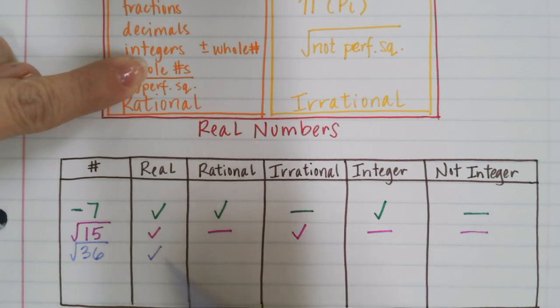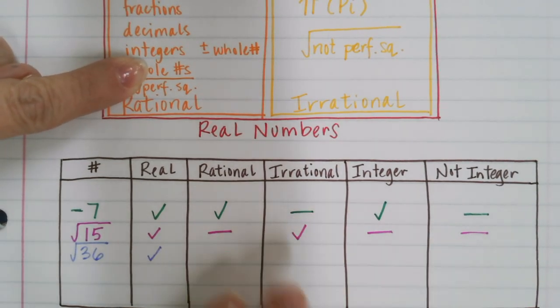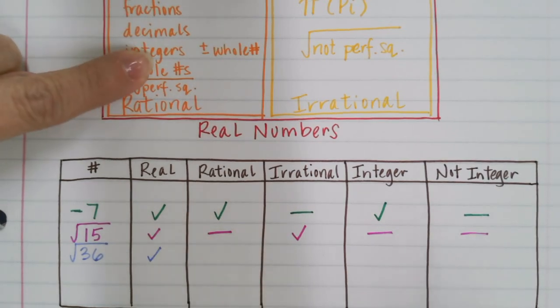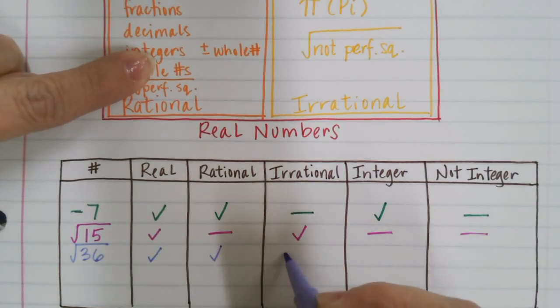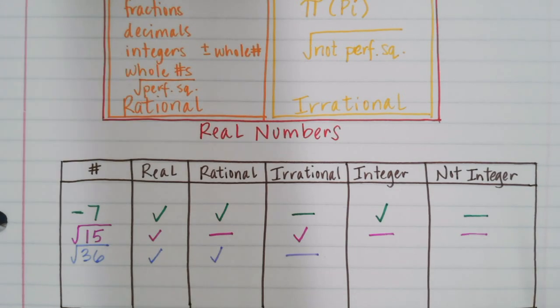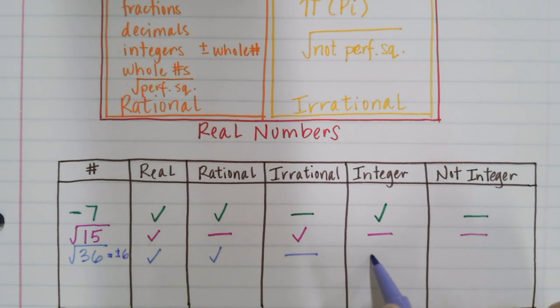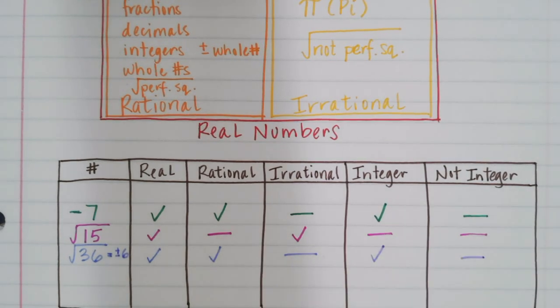All right, so let's check this out. Is it real? Yes, because all of them are real. Is it rational or irrational? Well, it's over here, so it's rational. It's not irrational. All right, well, let's think about it. The square root of 36 is positive or -6. So that's an integer. All right, let's do one more, even though I said that was our last one, because I thought of another one I want to do.